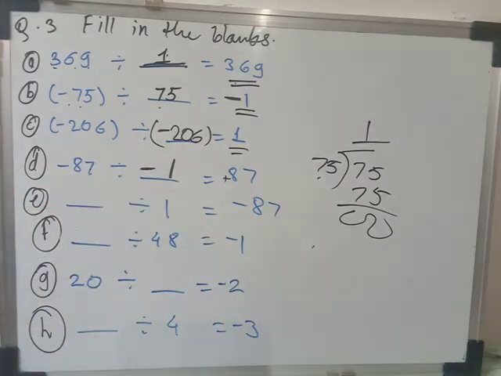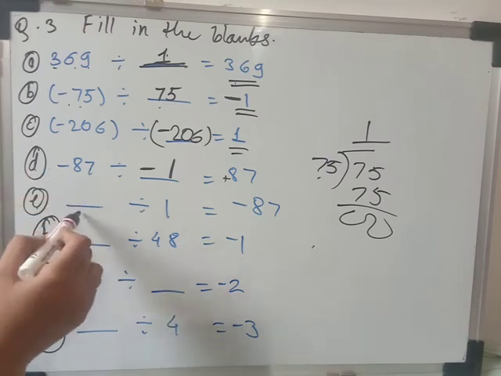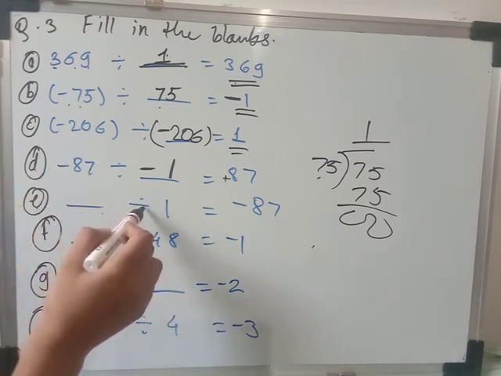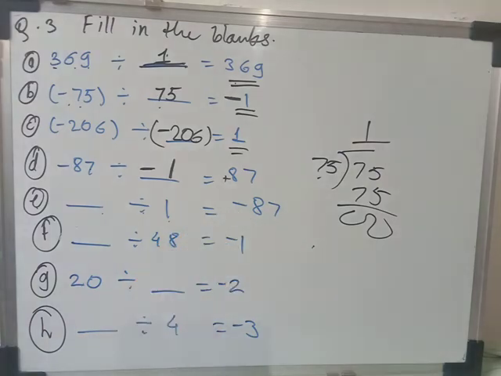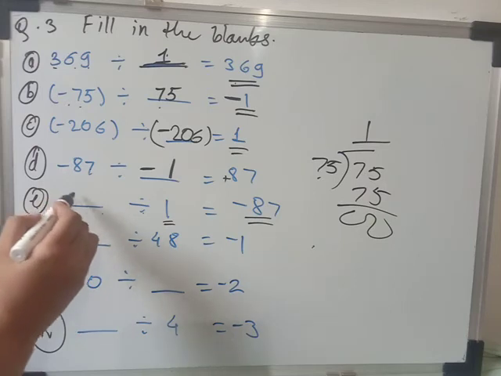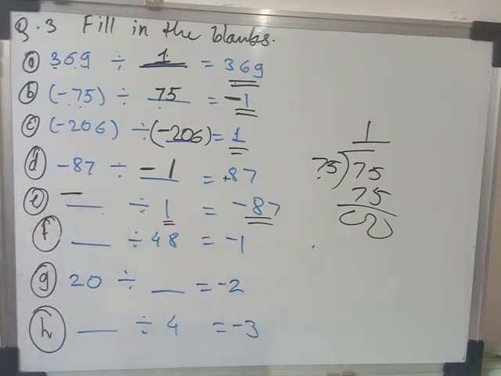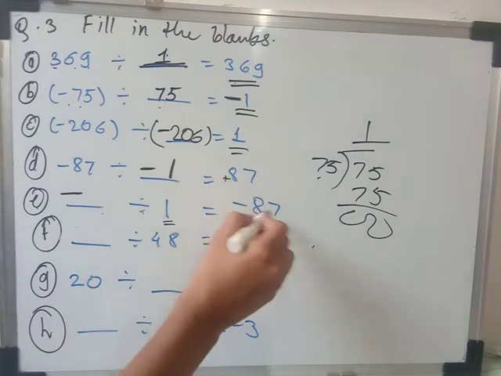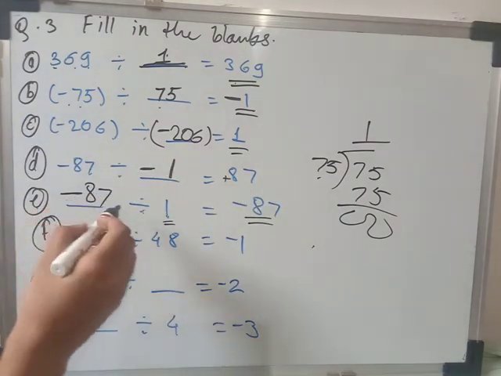One more example is there, with the same numbers but different places. E is blank divided by 1 is equal to minus 87. Here again the quotient is minus 87. It means whatever number we divide by 1 should be a negative integer, because 1 is already positive. So the first one is a negative integer. If I take minus 87 itself, I will get minus 87.